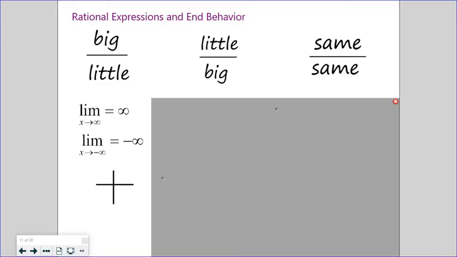Again, make notes for yourself if you need to remember this. To decide on that, it is all based off of our biggest exponent, just like we were looking at with our polynomials. So big over little is saying that the exponent in the top of my fraction is bigger than the exponent in the bottom of my fraction. For example, something like x squared over x. That would be a big over a little, a 2 over a 1. Little over big could look something like x over x squared.